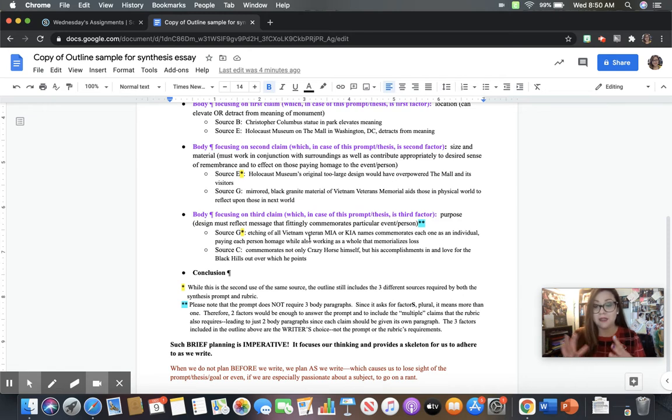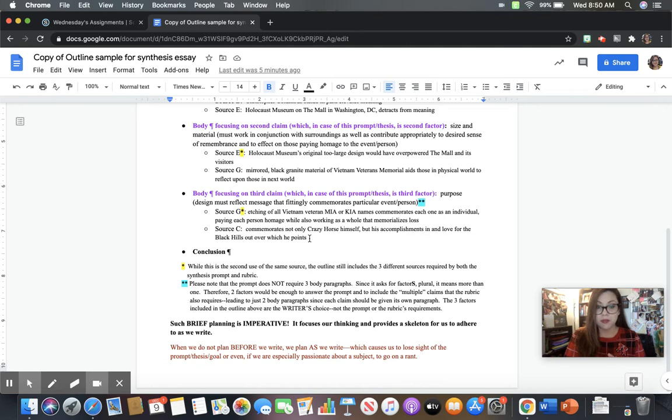And again, I'm not summarizing that source. I'm pulling out the information I need and manipulating it to fit the argument or narrative I'm trying to convey. And then, of course, in source C, it commemorates not only Crazy Horse himself, but his accomplishments and love for the Black Hills out over which he points. And so that's careful consideration of purpose, size, materials, and location. And then, of course, I would have some sort of conclusion.